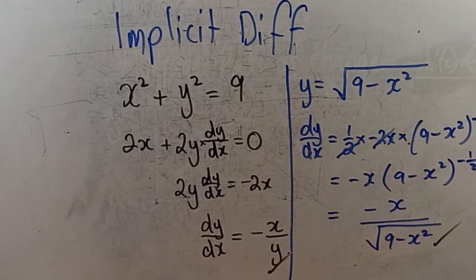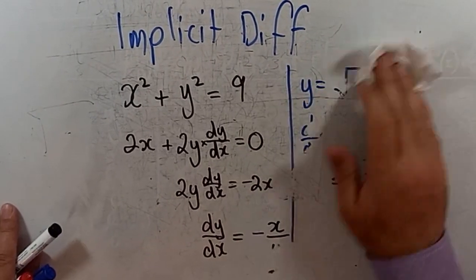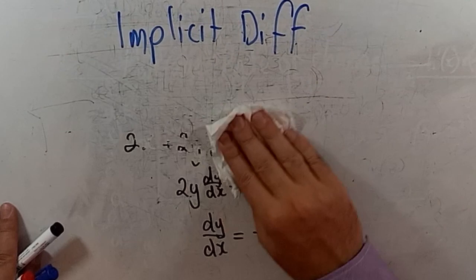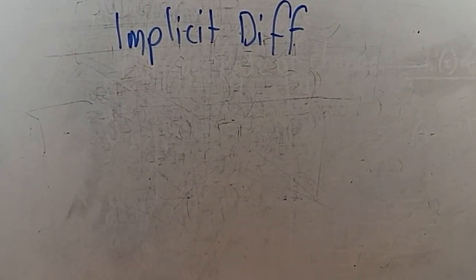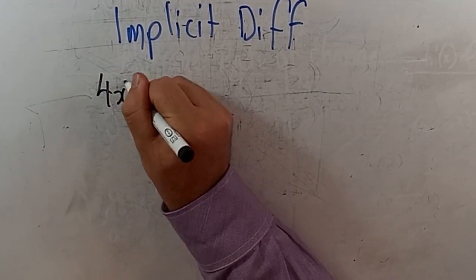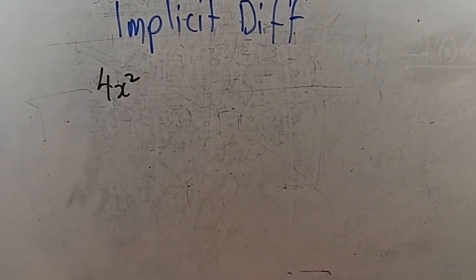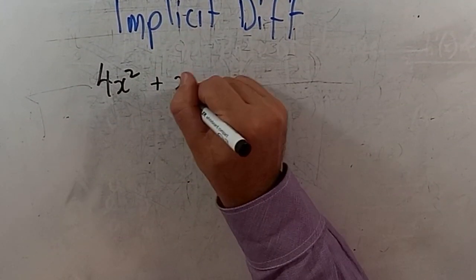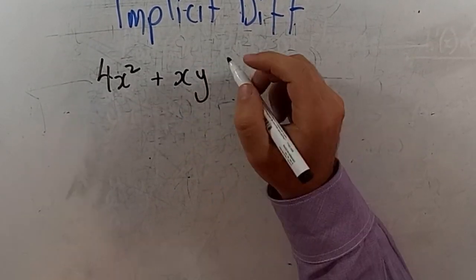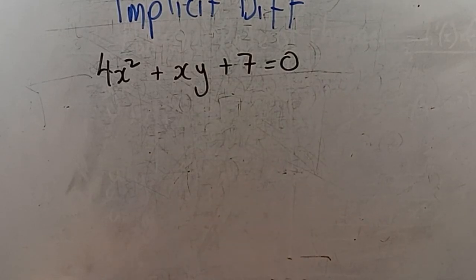Let's try another one. Let's try a different one. This is a beautiful and wonderful thing, this implicit differentiation. So what do we get? We've got 4x squared plus xy plus 7 equals 0. We're going to try the same process again.